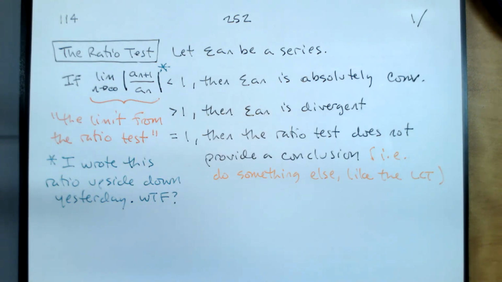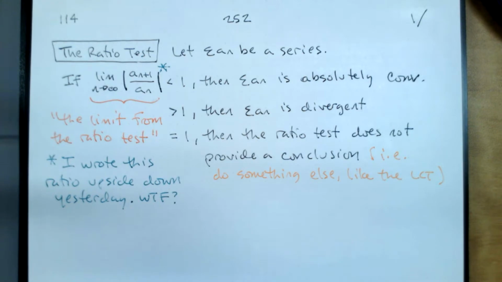So this is going to be the limit from the ratio test. Limit as n goes to infinity of the absolute value of a_(n+1) over a_n. And we're going to compare that limit to 1. If that limit is less than 1, then we say that the series is absolutely convergent. If that limit is greater than 1, then we'll say that the series is divergent. And if that limit is equal to 1, then the ratio test is not going to tell us anything. We have to go do something else. We don't write no conclusion. We just write go do something else.